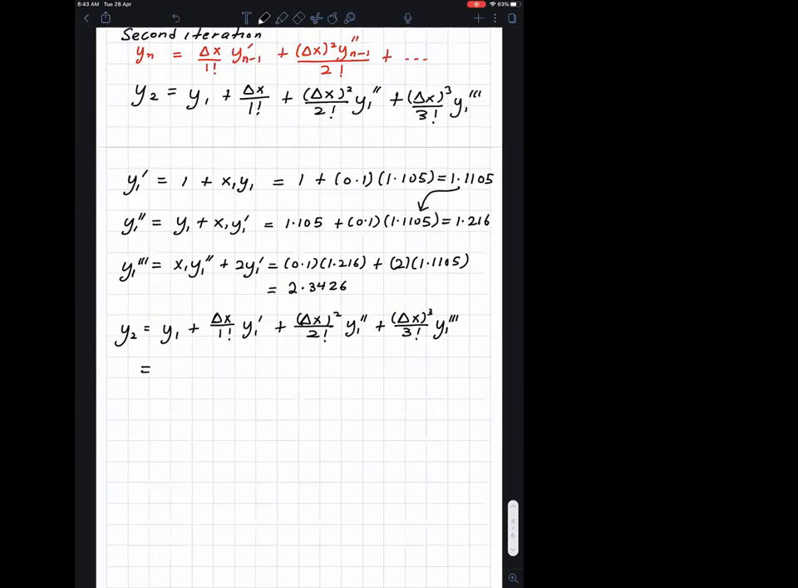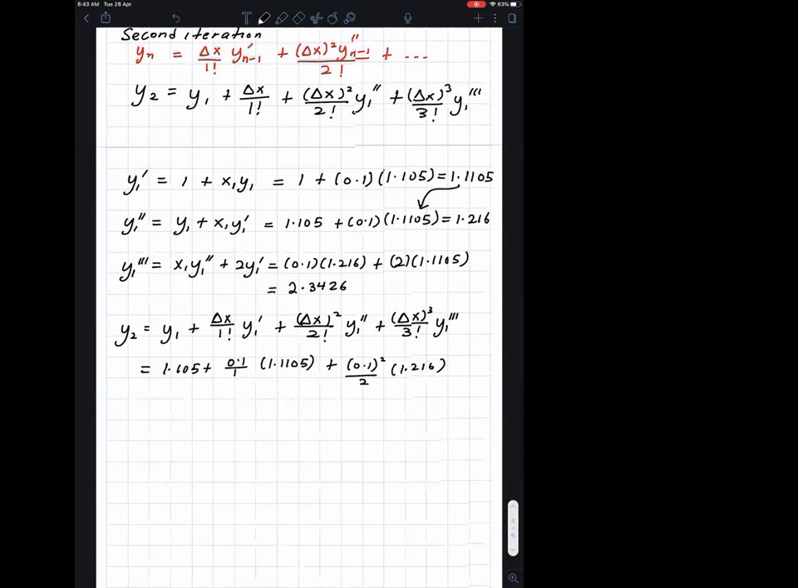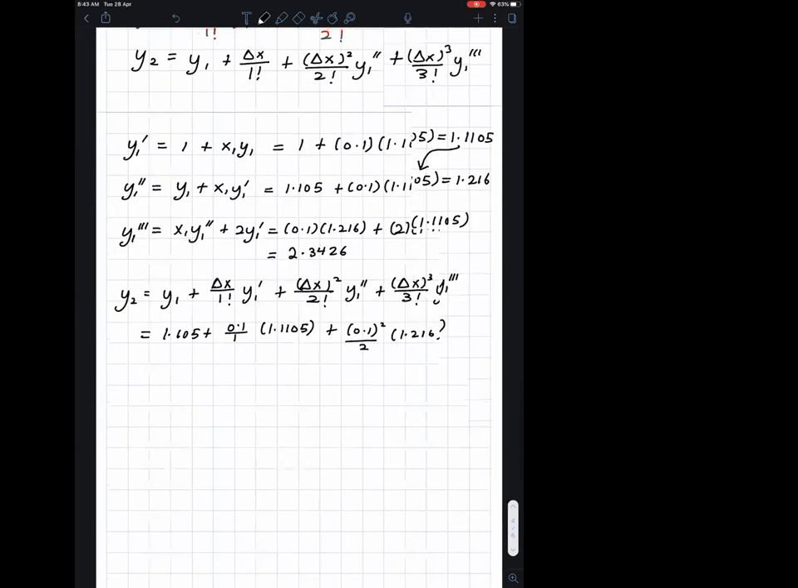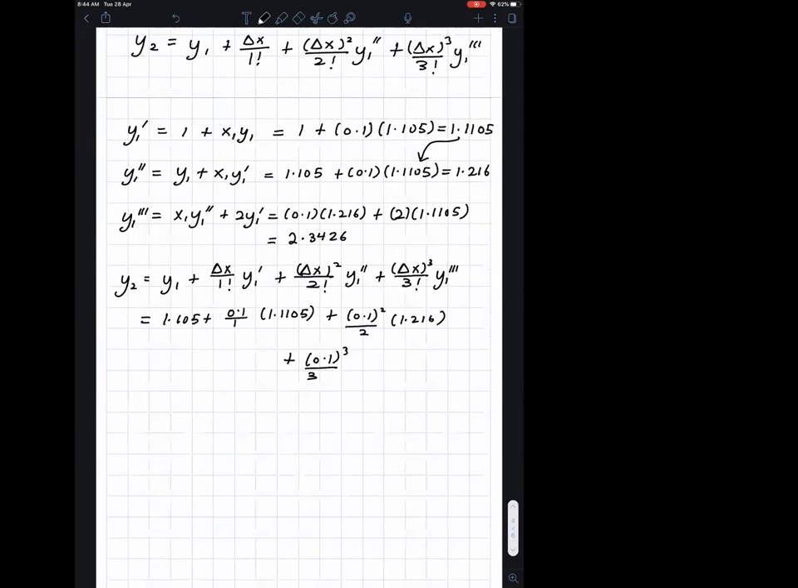Y1 is 1.105, delta X is 0.1, Y1 prime is 1.1105, plus delta X squared over 2, Y1 double prime is 1.216, plus delta X cube over 3 factorial, which is 6, multiplied by Y1 triple prime, which is 2.3426.